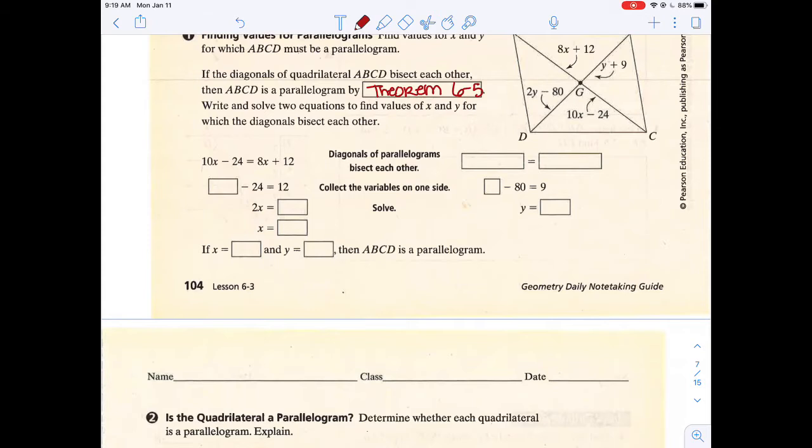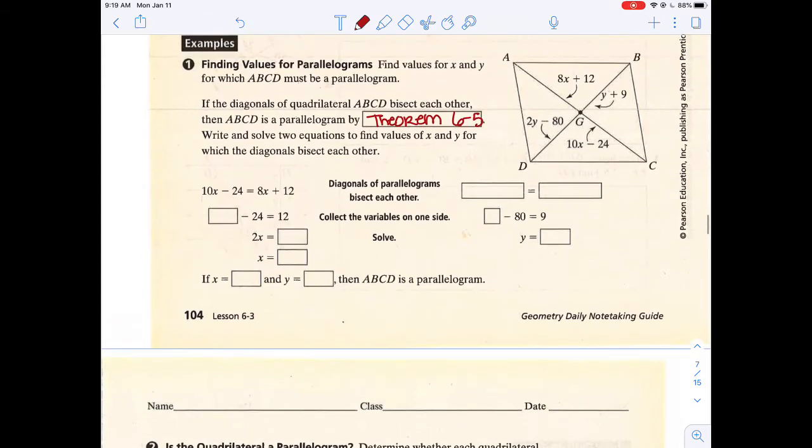So the diagonals of a parallelogram bisect each other, so they should be equal. So here we have 10x minus 24, which is this half, is equal to 8x plus 12. Then on this side, we're going to have 2y minus 80 from over here equal to y plus 9. Okay, and we're just going to use algebra to solve these.